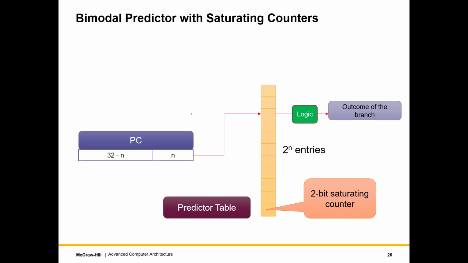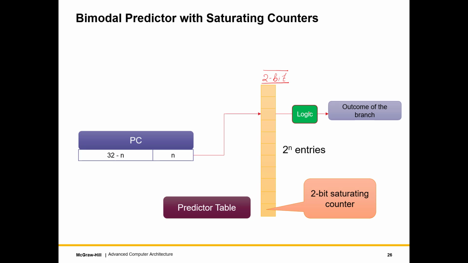So let us now create a branch predictor with saturating counters. We shall take a regular bimodal predictor. Everything remains the same. We use the bottom n bits to index a 2 to the power n entry array. So in this case, instead of having a single bit in each entry, it has a 2-bit saturating counter over here.